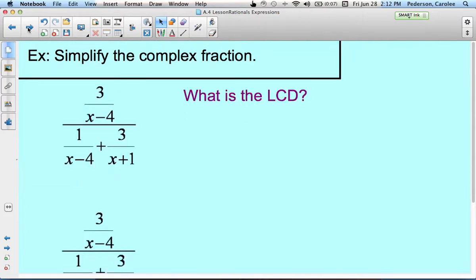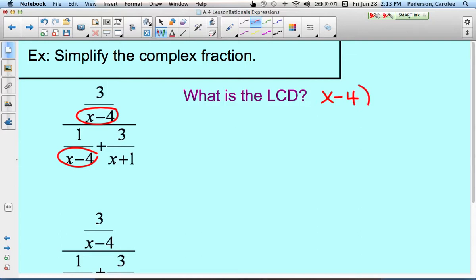Alright, so let's talk about this first example. We have 3 over x minus 4, and then in the denominator we have two separate fractions. So let's talk about what is the LCD of all three denominators. We have x minus 4, which is one part of the LCD. And then the other denominator piece that we haven't talked about yet is the x plus 1. So we say the LCD is x minus 4 times x plus 1.